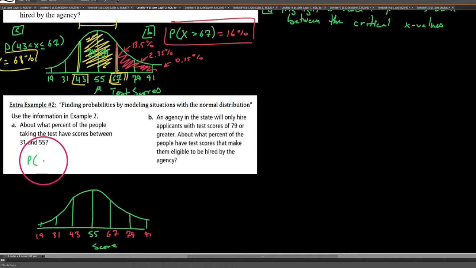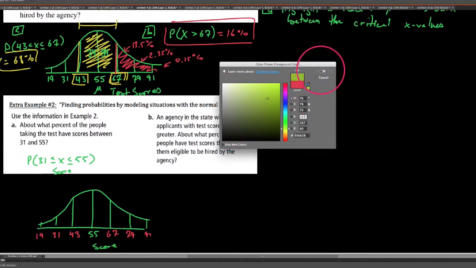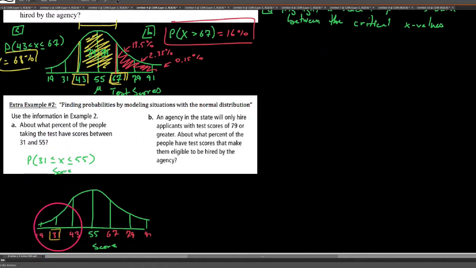But how likely is it that, or what percentage of the people lies between a 31 and a 55? Let's start with this. We're going to write this probability as 31 is less than or equal to x is less than or equal to 55. In other words, our score is between 31 and 55. And so we can see on this illustration here, if I switch back over to my yellowy color, let's go orangish. We could see that 31 is right here, between 31 and 55.